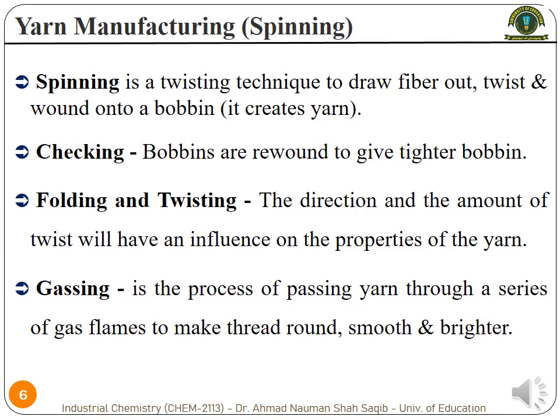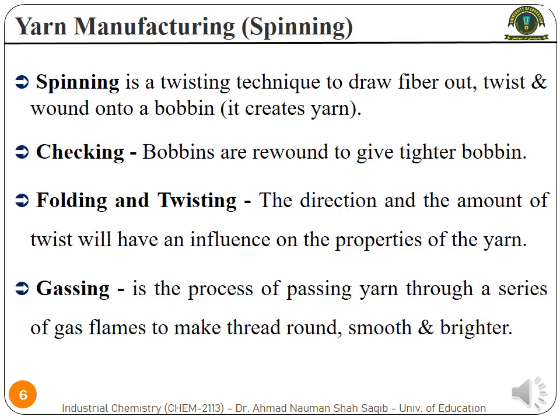And then after that process, the next process is folding and twisting, in which plying is done by pulling yarn from two or more bobbins and then twisting them together in the opposite direction. Mostly the properties of the yarn are determined by this process, in which the direction and amount of twist both influence the properties of the yarn.